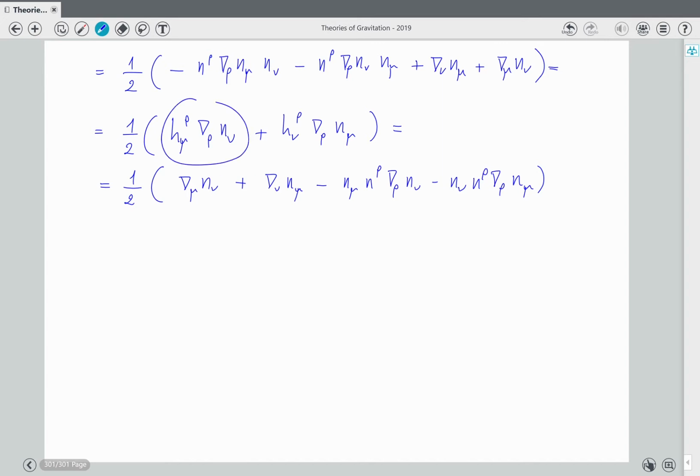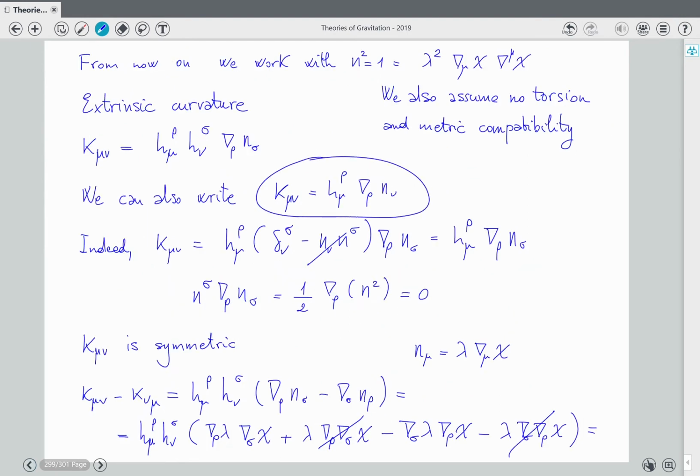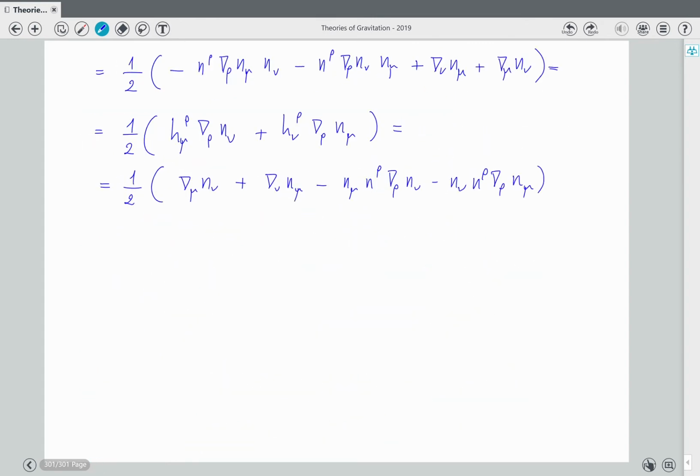But this is precisely k mu nu. Let's go back and check. We can also write k mu nu that way. And since it is symmetric, the other thing is k nu mu. So it is the same thing. So that is k mu nu plus k nu mu, but we have proven that it is symmetric, and that means that it is equal. The Lie derivative along the normal vector is equal to k mu nu.